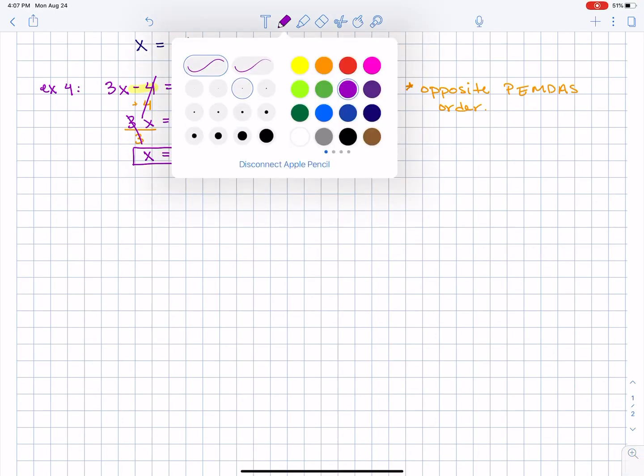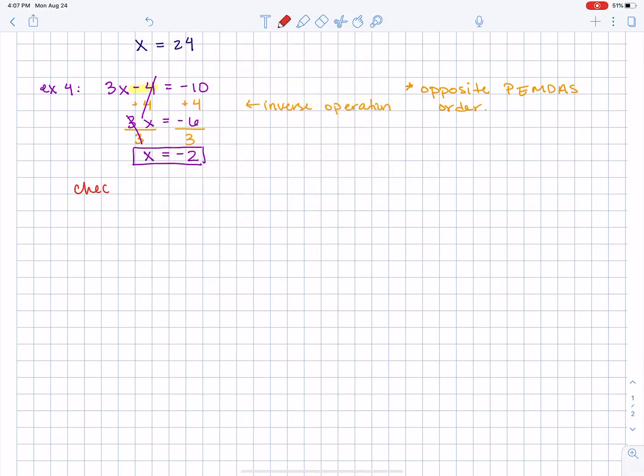But I would like to go ahead, I'll do it in red, and check my work just to double check that I got to the right answer. You can always plug that variable back in. So I'm going to plug it in right here. So we have 3 times -2 minus 4 is equal to -10. And we're wondering if this is true. -6 minus 4 is equal to -10. -10 for sure is equal to -10. Yes, it is the right one.